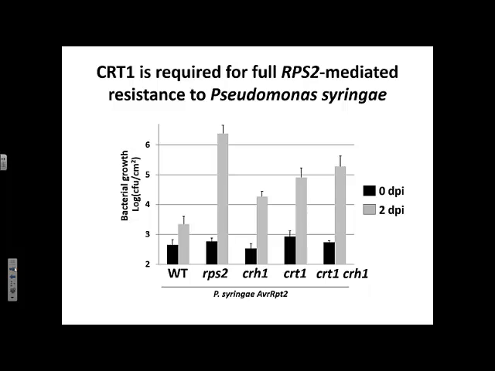And we measured the resistance by just measuring the growth. Please note this is the log scale. So wild type only allows about 4 to 5-fold increase of bacterial pathogen. rps2 is a minimum of 1,000-fold more compared to wild type. And when we measured crh1, crt1, and this double knockout, we saw gradual loss of this RPS2-mediated resistance. So that indicates CRT1 is involved in antiviral resistance and antibacterial resistance. So now we're expanding the story.